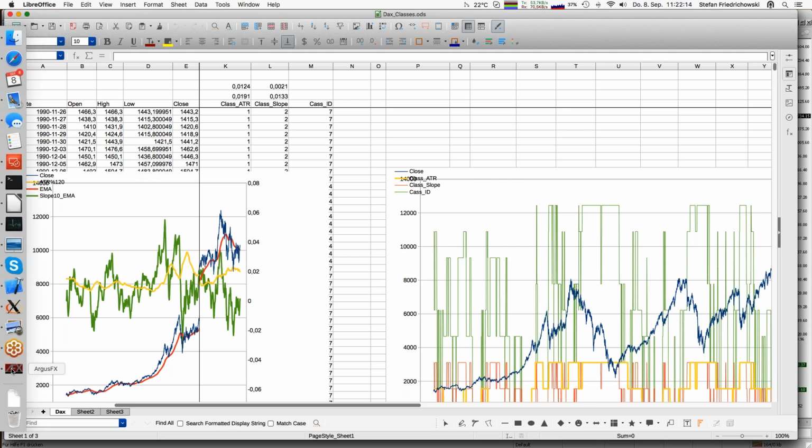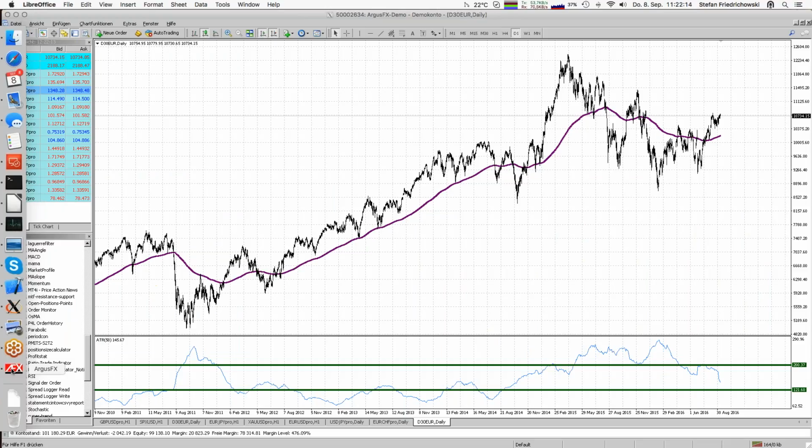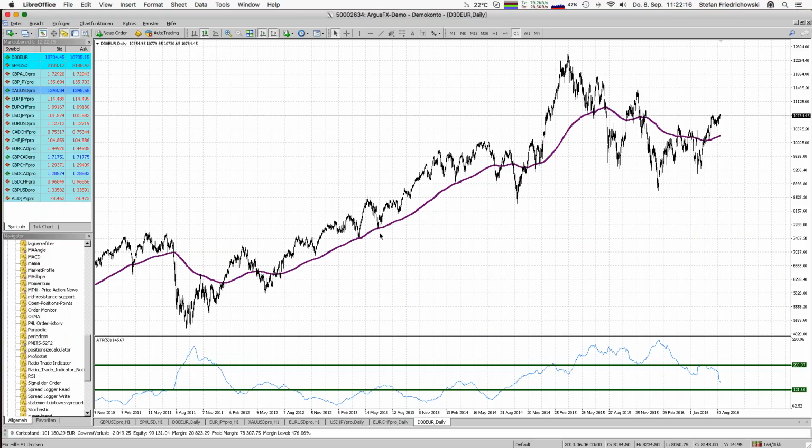We identified here something: it might be a good idea, if the slope of the EMA is, let's say, high, whatever that means, and the ATR is low, then this might be a good idea for a long trade within the DAX. In order to prove or calculate that statement, we can do it directly within the Excel sheet.